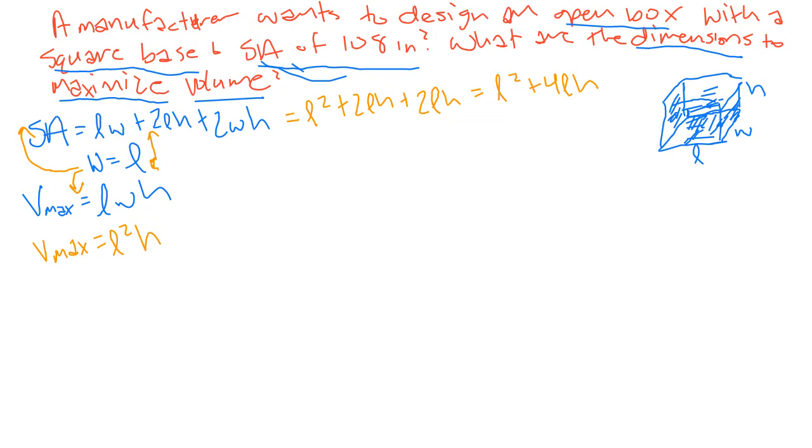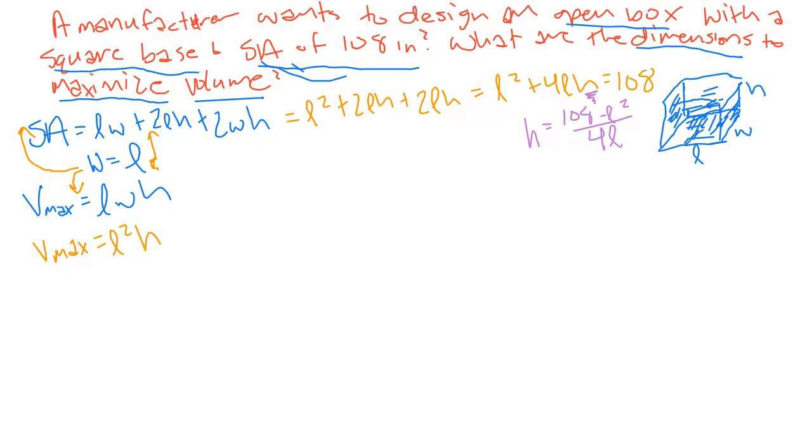The problem is the thing we're trying to optimize still has 2 variables. We need to get rid of one of them. But we also know for sure that we have an exact surface area, which is 108. So if we have L squared plus 4LH equals 108, we can solve for H. If we solve for H, that is going to get us H is equal to 108 minus L squared over 4L.